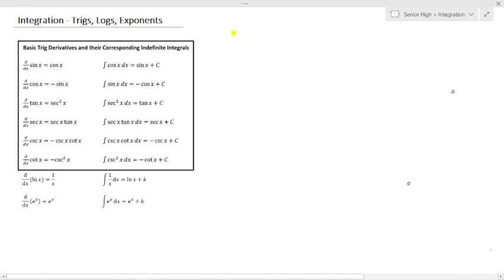Just for those who have already done that, recapping: when you are to integrate x raised to the power of n with respect to x, or dx if you might call it, then we get x raised to the power of n plus 1 over n plus 1, then we add our constant. Now today we'll be talking about integration of trigs, logs and exponents like we have on our board already.